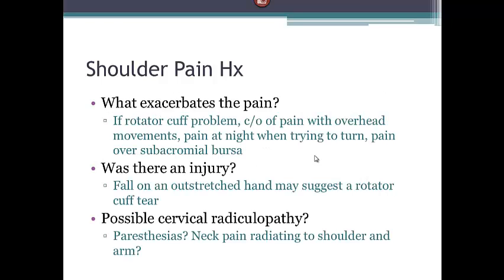Again, what exacerbates the pain in rotator cuff problems, which is an important etiology for exams and practice and very common, is pain with overhead movements. Pain at night when trying to turn, pain over the subacromial bursa. Was there any injury? Did you fall on an outstretched hand? This may suggest also a rotator cuff tear. This is very common in sports. Do you have any type of cervical radiculopathy associated with it, like paresthesias or any numbness?